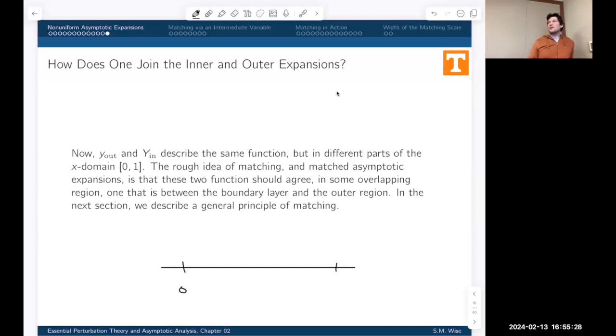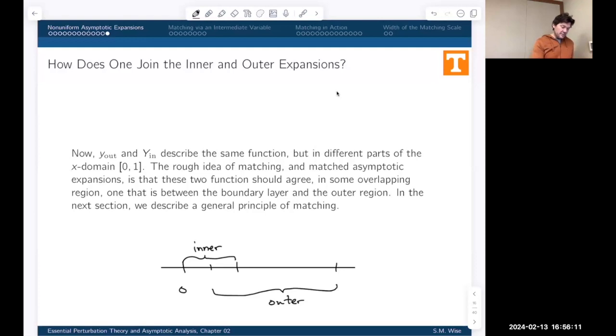But the question is, where do they agree? Well, the idea is this. So we believe that the inner solution should be defined in some region, and the outer solution should be defined in some other region. Okay, there's our inner solution region near the boundary layer. We imagine that the outer solution is valid in some place away from the boundary layer, and maybe it's valid in this regime.